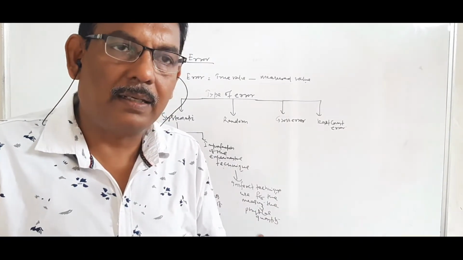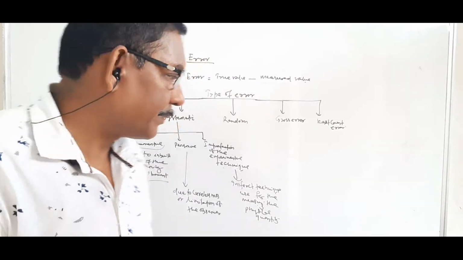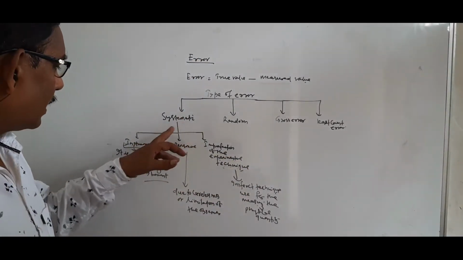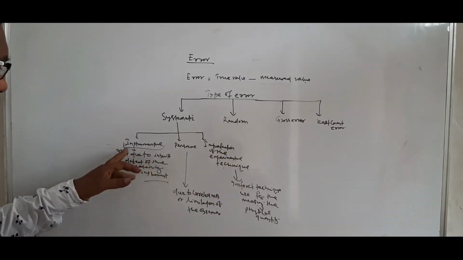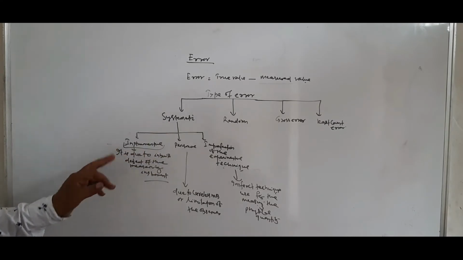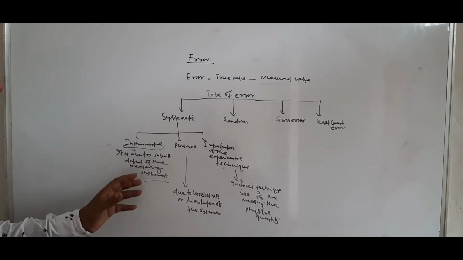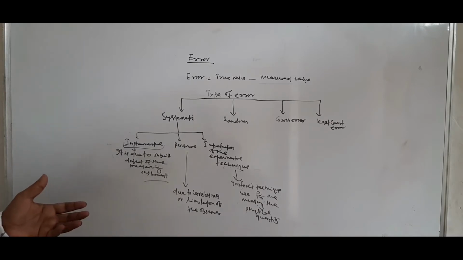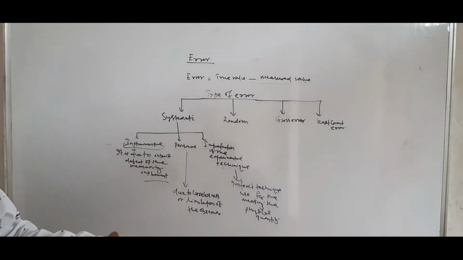It takes place along a particular direction, whether it is positive or negative. Clear? The systematic error is divided into three categories. First one is instrumental error. So what is actually instrumental error? The instrumental error is due to the inbuilt defect of the measuring instrument. So here, in the measuring instrument, there is some fault. That is why some error arises. That is called your instrumental error.